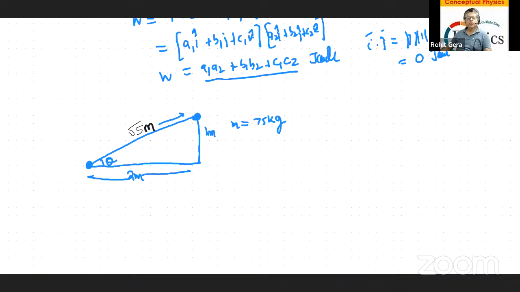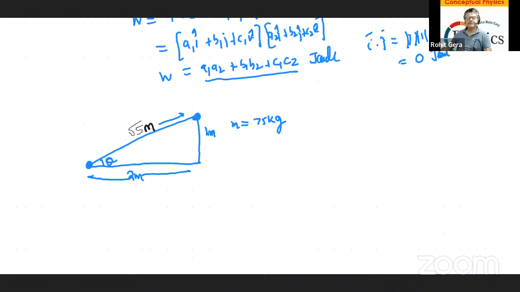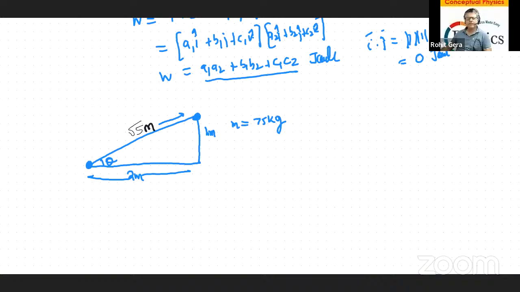So he has done no work as per you. But he has moved root 5 meters. Displacement has happened. But so what is the work done on himself? How much work has he done on himself?